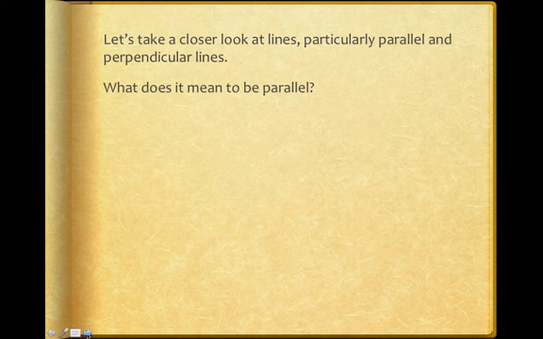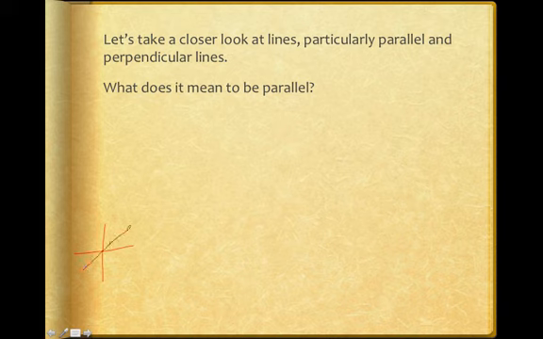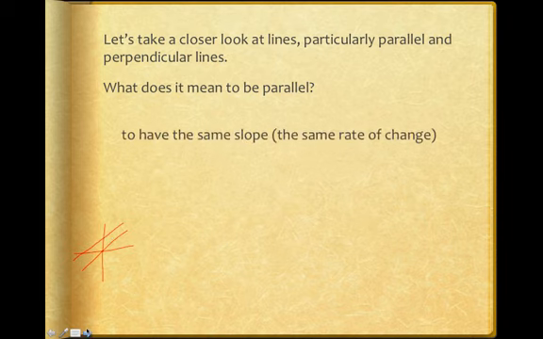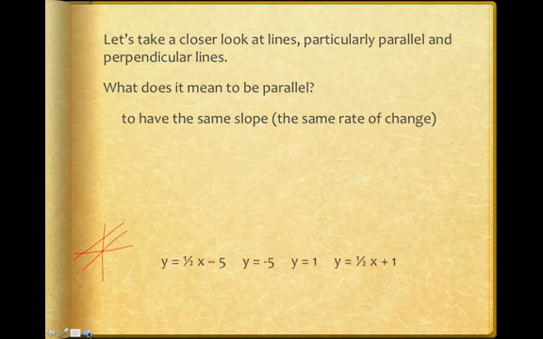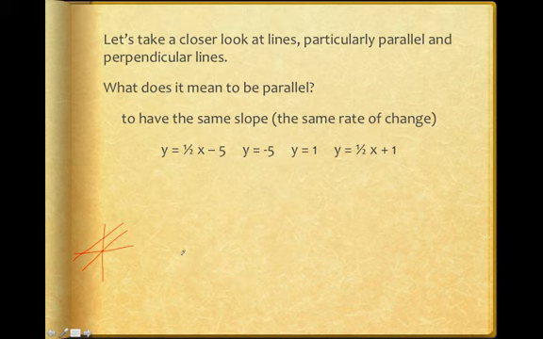So what does it actually mean to be parallel? Well, on a graph, being parallel means that I've got lines that never meet. But it also means that the slopes of both of those lines are exactly the same. So let's look at a set of equations and see if we can determine which ones would be parallel.